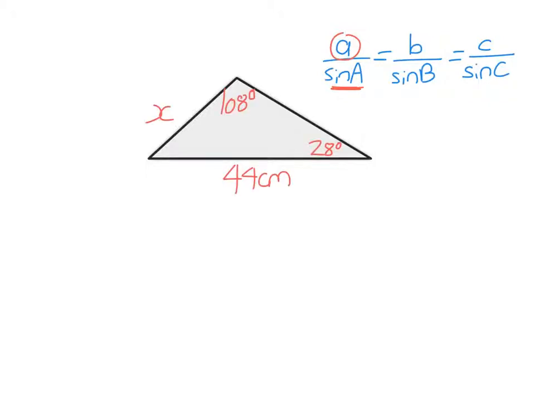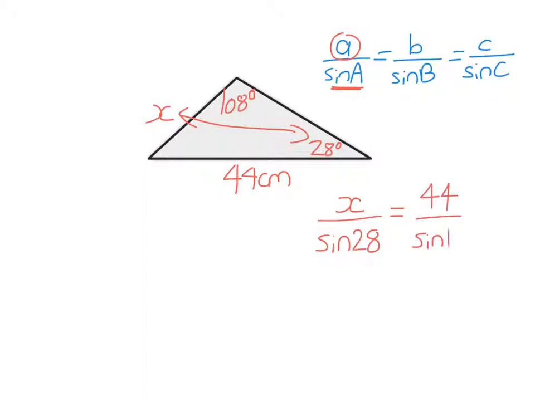Let's use the sine rule to find x in this triangle above. It doesn't matter whether I call it x or a or whatever. So x can be my a over the sine of its angle. Remember, angles and sides come in pairs opposite each other. So that is equal to b over sine B. This is just an equation to solve.